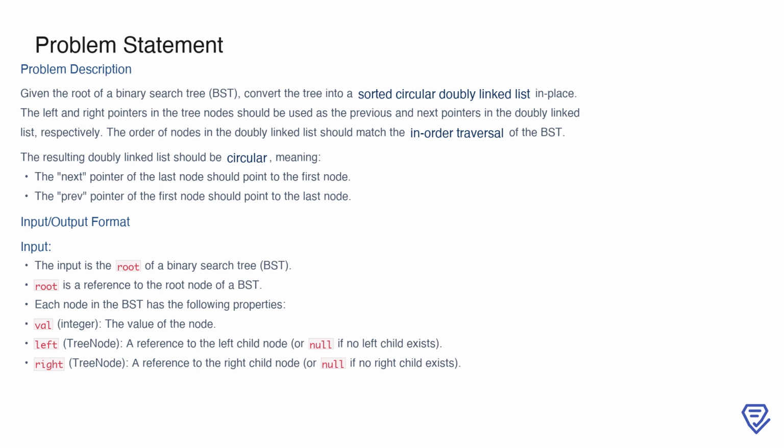Additionally, since the doubly linked list is circular, the next pointer of the last node in the list should connect back to the first node, and the previous pointer of the first node should connect to the last node. This ensures that the list forms a complete loop in both directions.